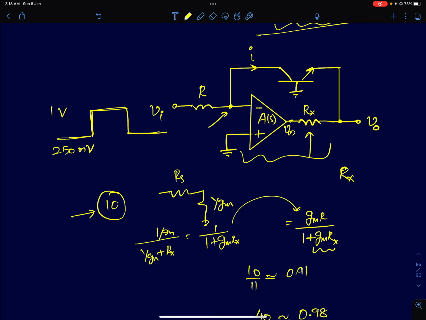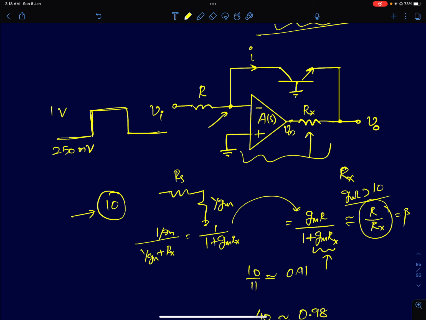If you recall, GMR was always 10. It was always greater than 10. Your GMR was 10 for the case when Vi is 250 millivolts. When it is 1 volt, it is 40. So it's always greater than 10. So if I choose Rx to be much greater than R, then GMRx will be much greater than 1. So this result will be approximately equal to R by Rx. Now if you see, this beta is R by Rx. It is a factor which is independent of GM.